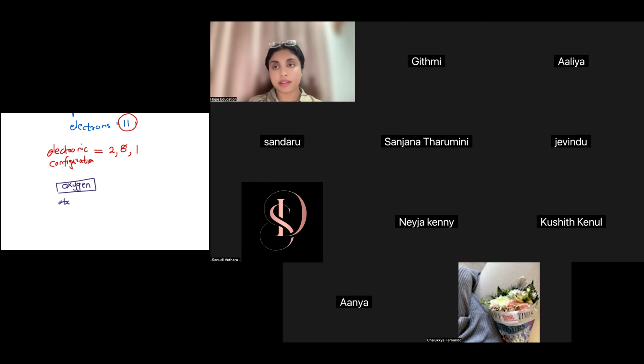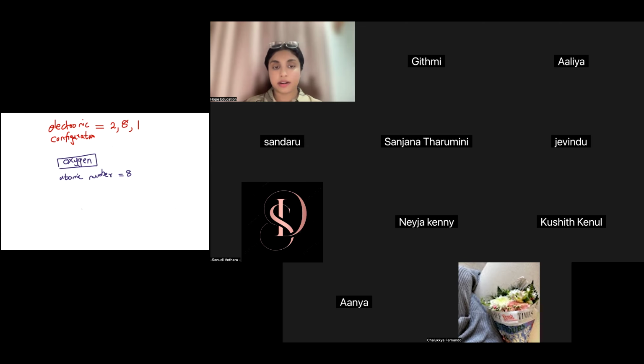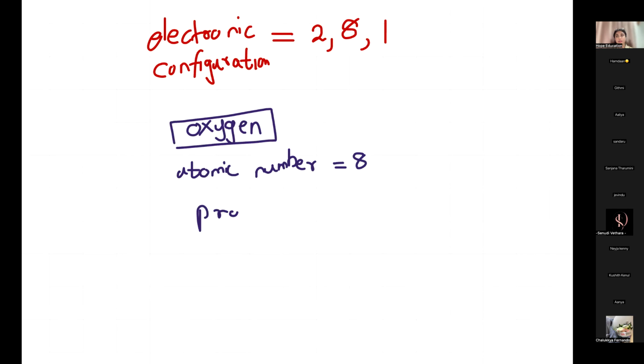මේකත් මම උගන්ට කරලා පෙන්නන්නම් ළමයි. Atomic number of oxygen is 8. Then how many protons does oxygen have? 8. Yeah. And we know protons and electrons are equal.